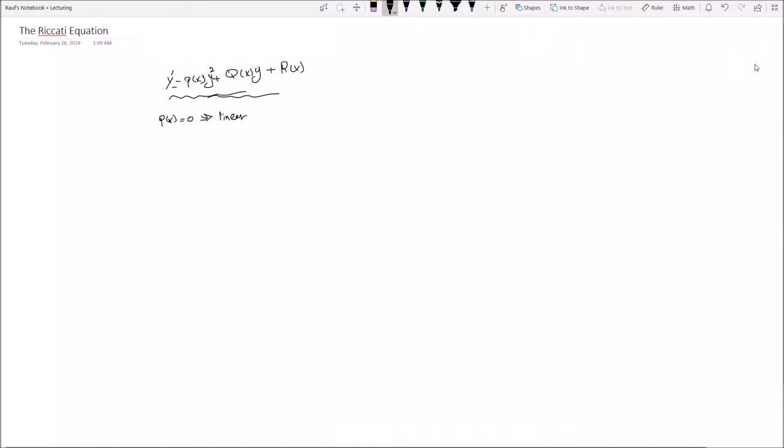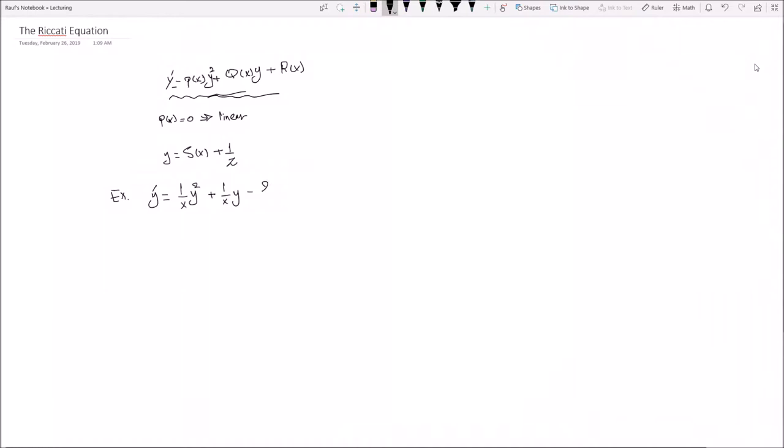So basically, to solve the Riccati equation, you should use a change of variable, which will look like y equals a function, let's call it s of x, plus 1 over z. We will use it later. Let's take an example. We have y prime equals 1 over x y squared plus 1 over x y minus 2 over x.